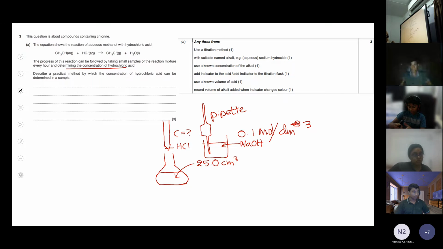ඒකත් හරි. මේ අහන්නේ describe a practical method by which the concentration of hydrochloric acid can be determined.